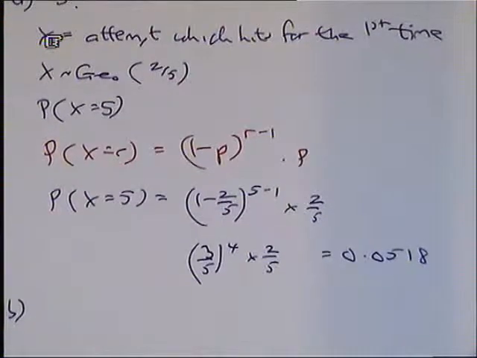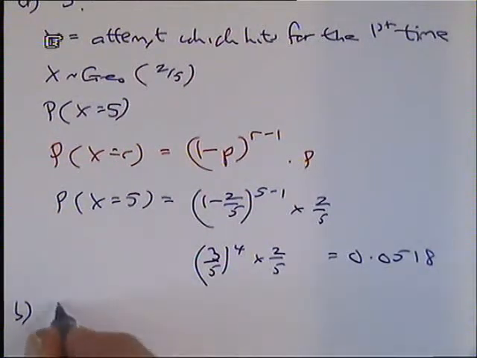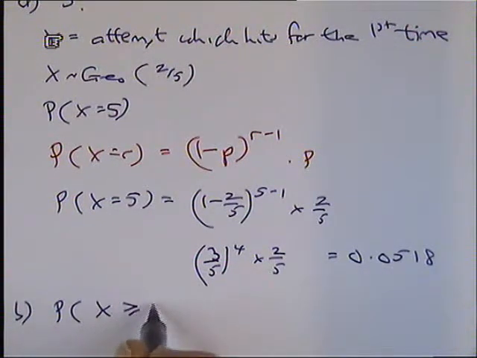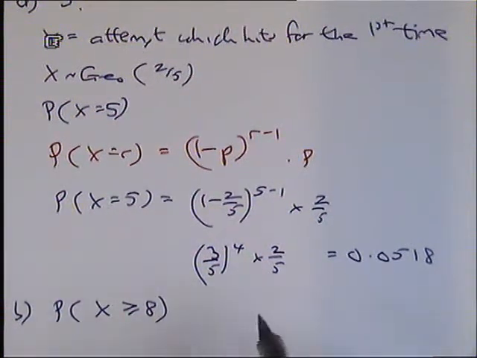Part B of the question is saying, what is the probability he will need at least 8 throws? At least 8 throws means X is going to be 8 or more. We can include 8. At least 8 throws is 8 or more. So what we have got here is the scenario we saw before. It's one of these infinite sum things.